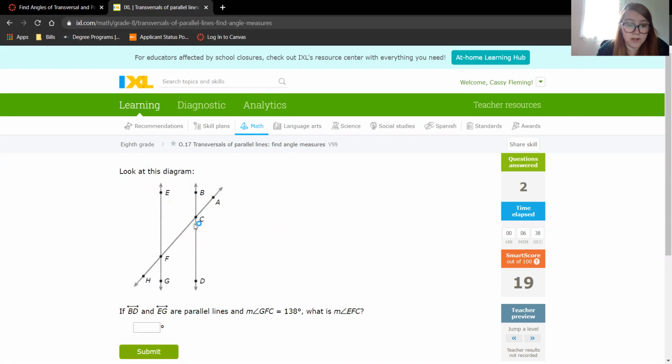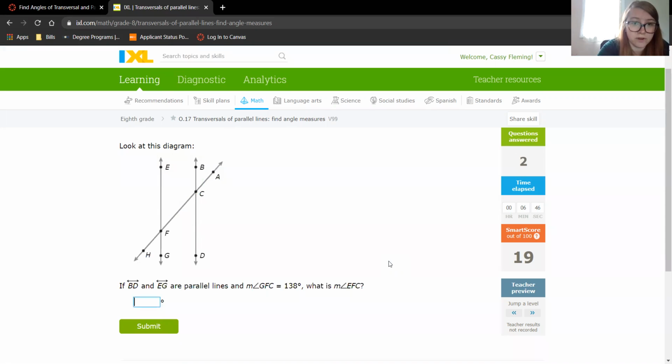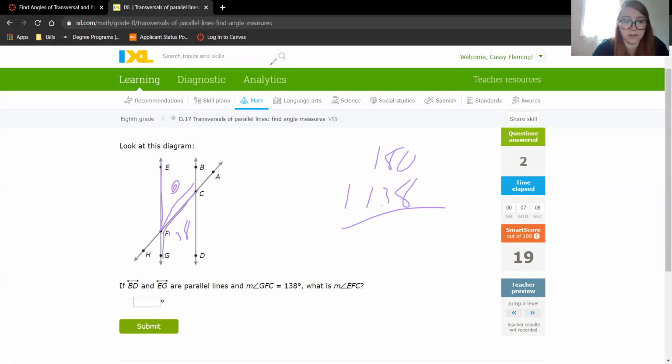If line BD and EG are parallel, and the measure of GFC is 138, what is EFC? Right now, this one we'll have to do a little math. So we know that two angles on a straight line add up to 180. So we have to subtract 138 from 180 to figure out what this angle is.